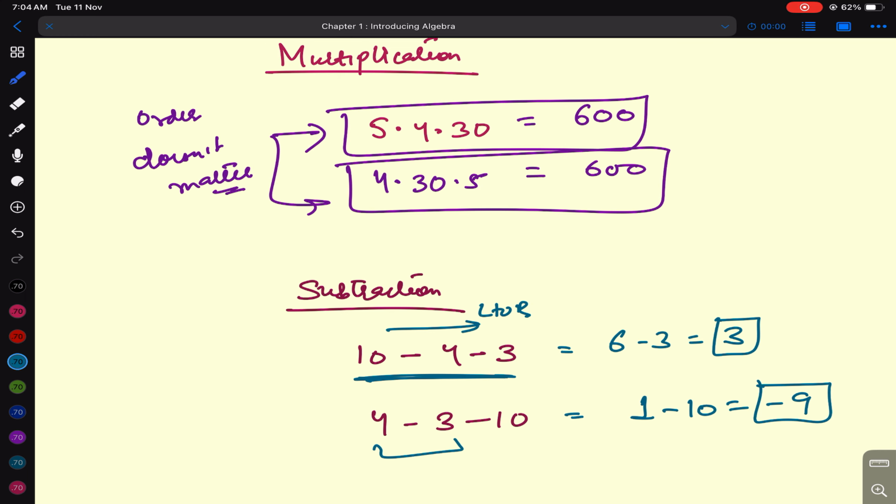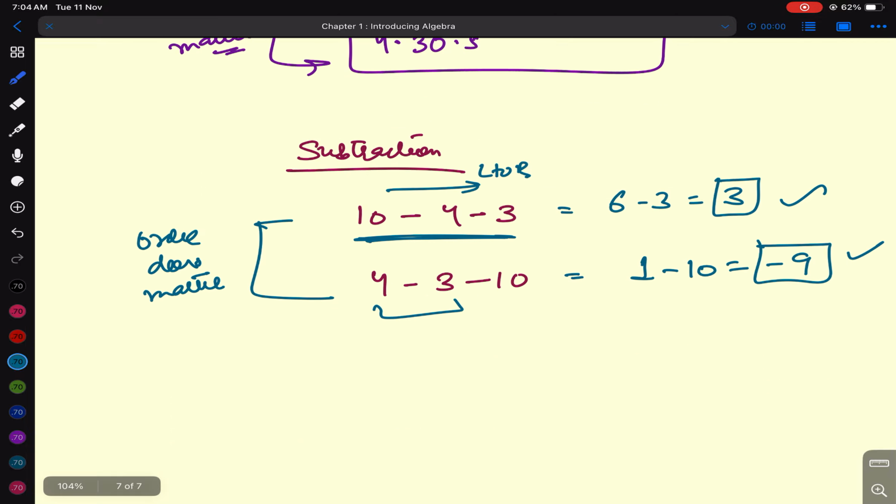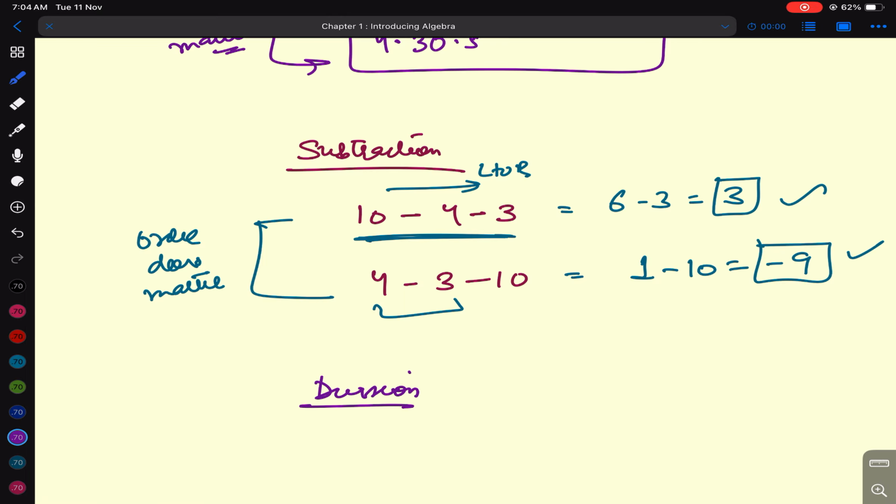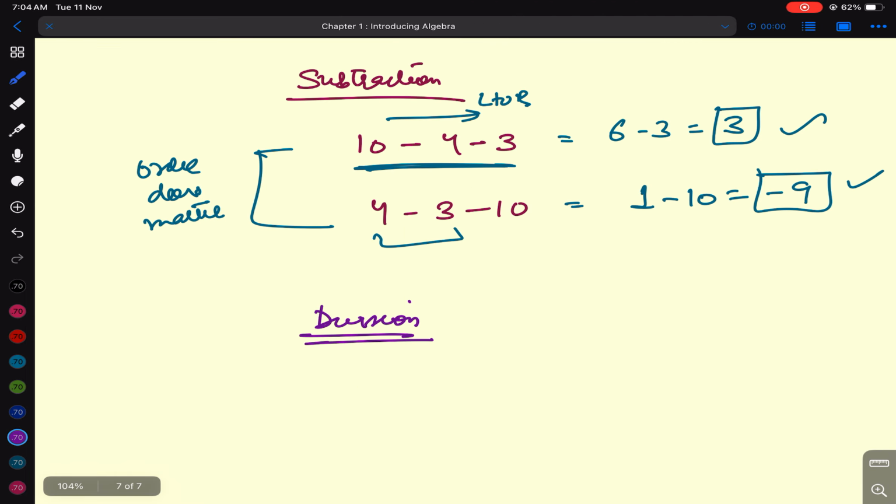So you see the order of the numbers has eventually changed the answer in this case. That means the order does matter in the case of subtraction, right? Now let's come to division, where again the order is going to matter.